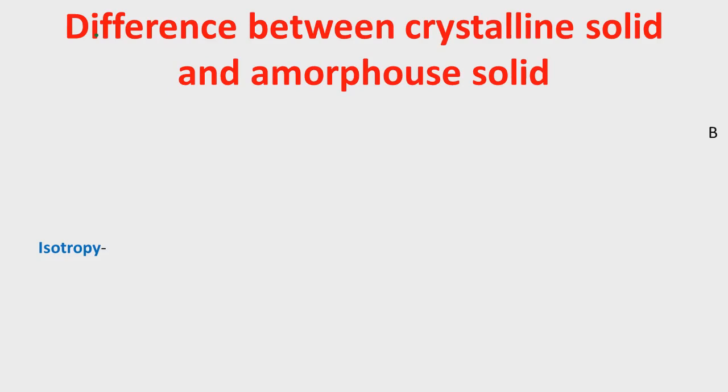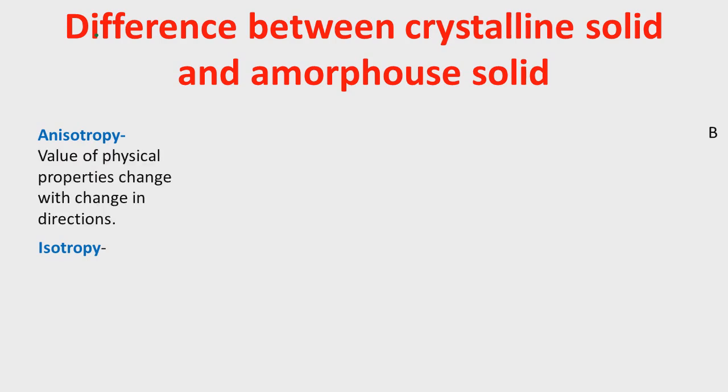Now I will explain in detail what is meant by isotropy and what is meant by anisotropy. Iso means same and tropy means property. So isotropy means same property and anisotropy means different property or not the same property. In anisotropy, the value of a physical property changes with change in direction. It means that if we change the direction, there will be a change in the physical properties of the solid.